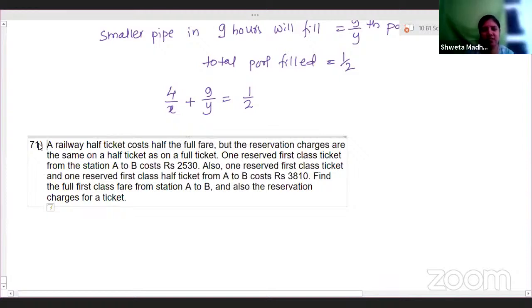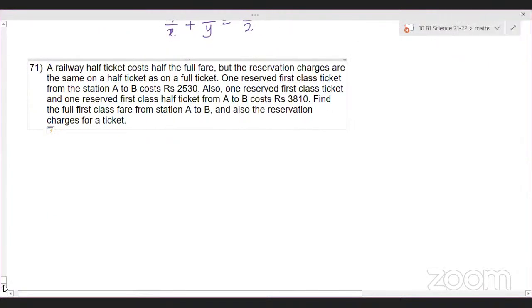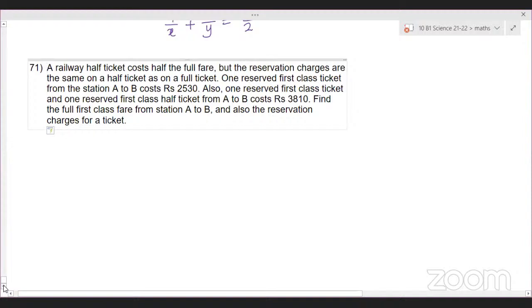70th question and 65th question. Mark those questions. Those are very important questions, and you have to revise these questions every time. The 70th and 65th, the two men and women questions. Okay, ma'am. Then 71.